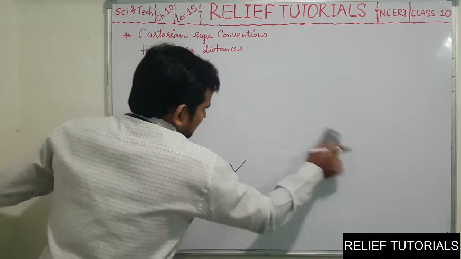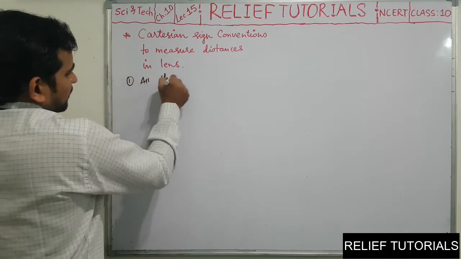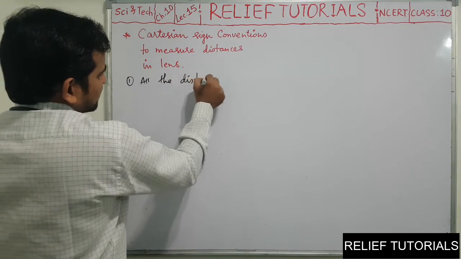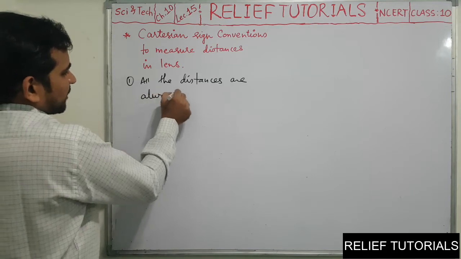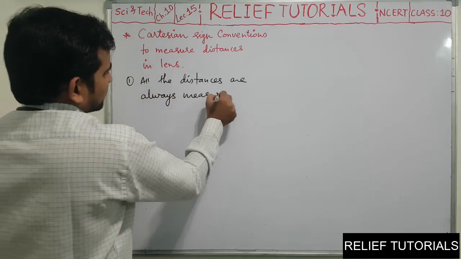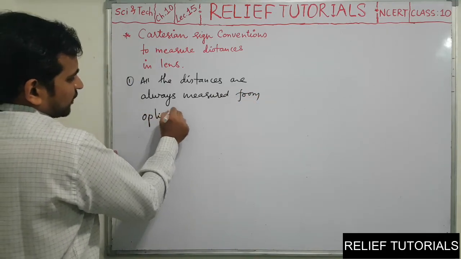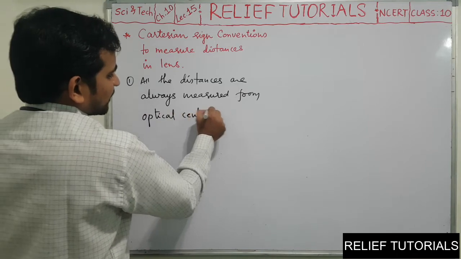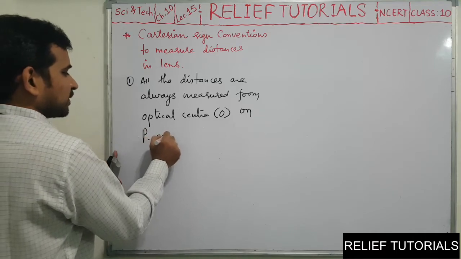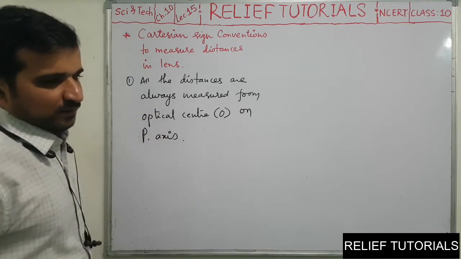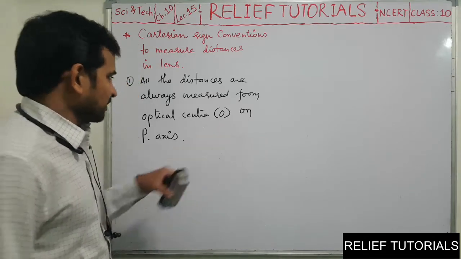Okay, so the first rule: all the distances are always measured from optical center O on principal axis. So while measuring the distance, you have to stand on optical center.